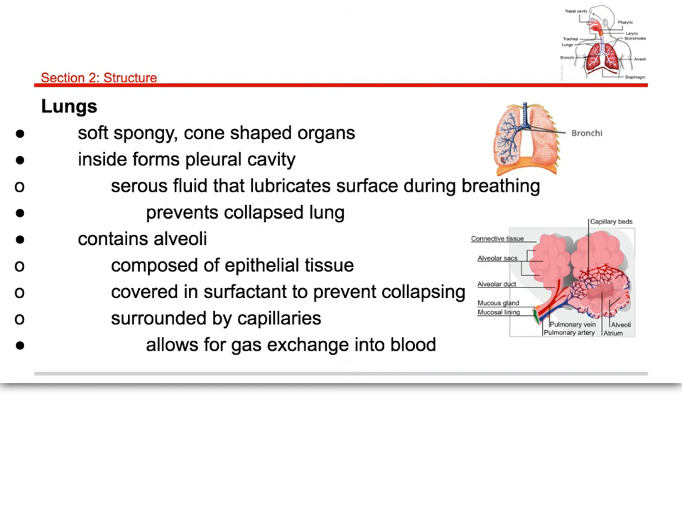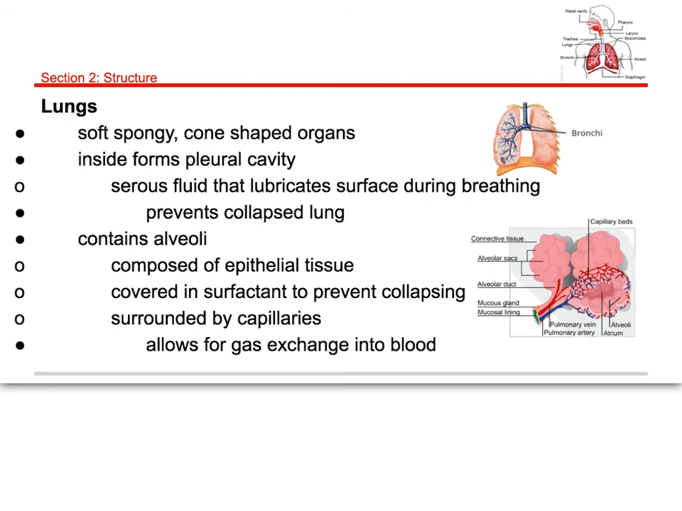Why circular? Well, you should probably think about surface area. They are composed of epithelial tissue, so it's a soft tissue, and it's covered in something called surfactant, which is very similar to serous fluid. And surfactant is going to prevent these alveoli from collapsing. And you will notice that these little grapes of alveoli are surrounded by capillaries, the smallest and thinnest blood vessel in the body.